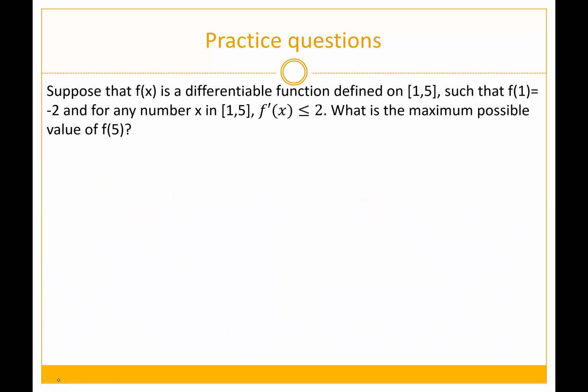Then we have the next one. Suppose that f(x) is a differentiable function defined on from 1 to 5, such that f(1) is equal to negative 2, and for any number in this interval, f prime of x is smaller than or equal to 5.